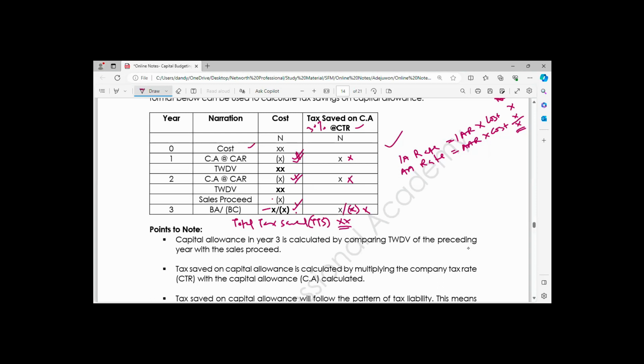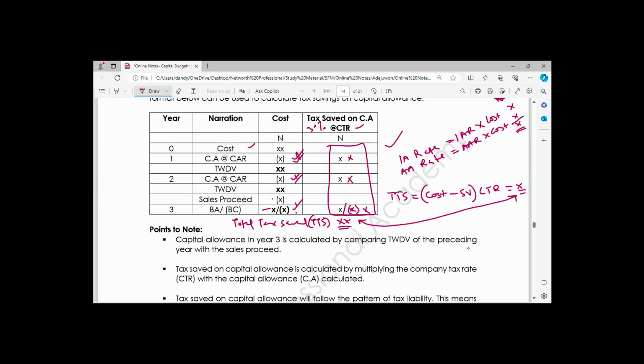How do you confirm that you have exact capital allowance claimable in this place? So to confirm that, then you are going to use a formula. Total tax saved claimable is calculated as the cost of the assets minus the scrap value multiplied by company tax rates. When you do this, whatever you have will be the same thing as what you have here. The two of them must equal.